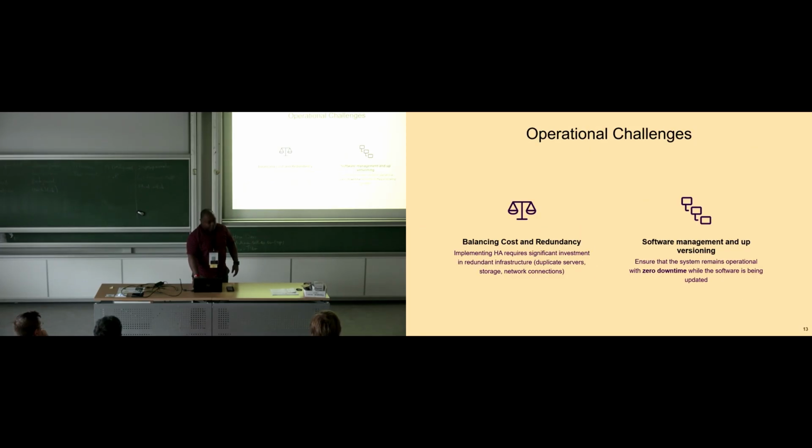We also have operational challenges. The most obvious thing is that to achieve redundancy, you can just duplicate everything, but that's expensive, so you have to balance cost versus redundancy. And when you're up-versioning or upgrading, you don't want to have downtime. So you have to maintain your HA while it's getting upgraded.